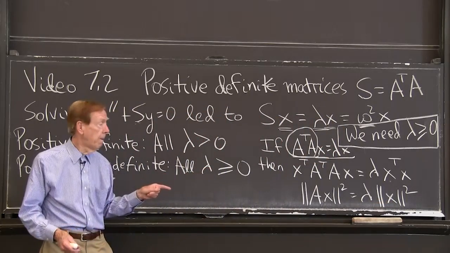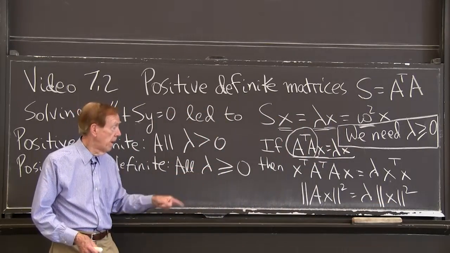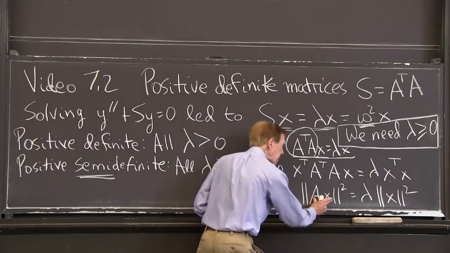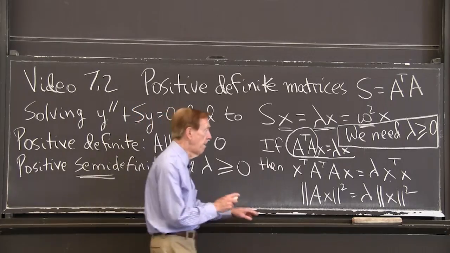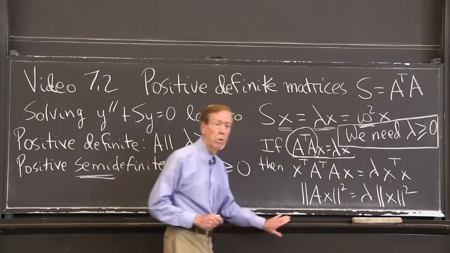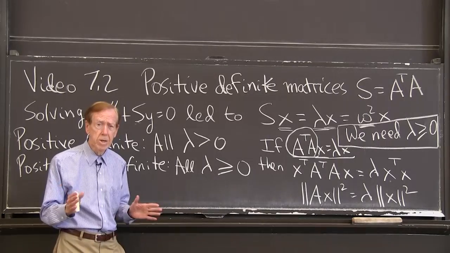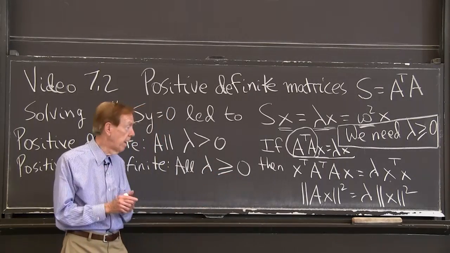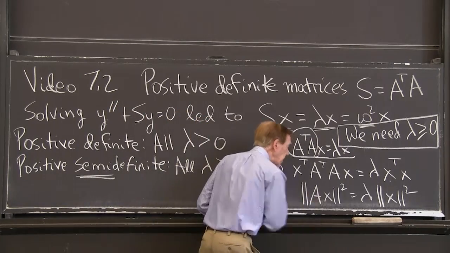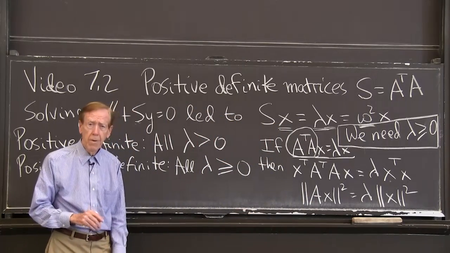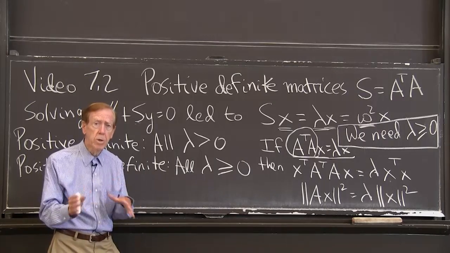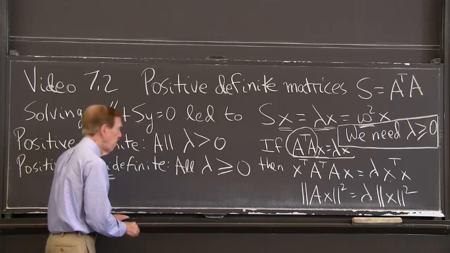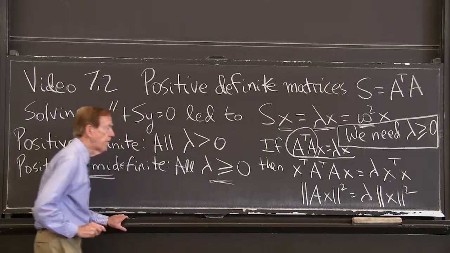And you see that number lambda is, in this equation, a number that can't be negative, a number that's positive for sure, because x is not the 0 vector. So lambda is never negative. Ax could be the 0 vector. If we were in a singular case, Ax could be the 0 vector. In that case, I would only learn lambda equals 0, and I'd be in this semi-definite case.